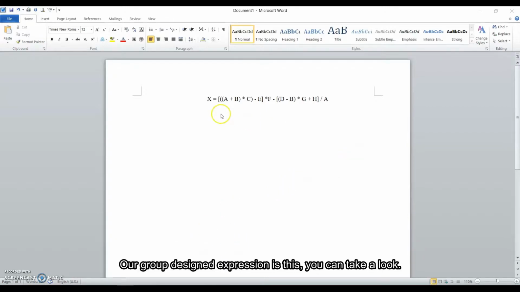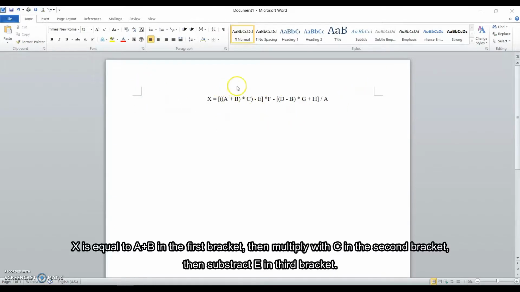Our group design expression is this. You can take a look. X is equal to a plus b in the first bracket, then multiply with c in the second bracket, then subtract with e in the third bracket.